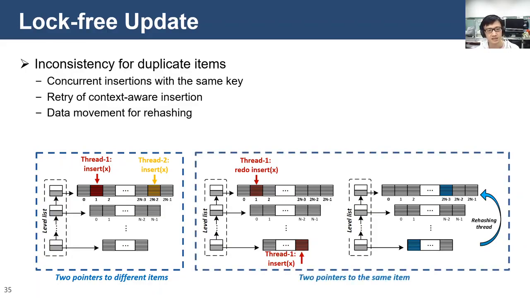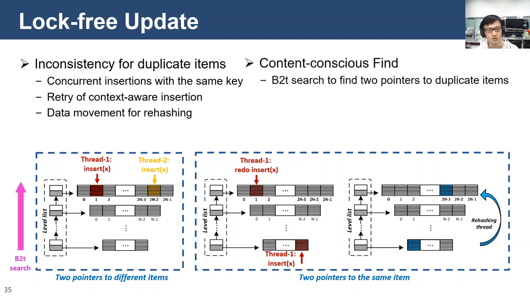The second class is two pointers refer to the same item. Since rehashing threads may delete the pointer in the last level, we keep the pointer which is closer to the first level. If two pointers are in the same level, keeping either pointer is identical. With this observation, we propose content-conscious find to fix duplicate items. Specifically, find the two pointers to duplicate items via bottom-to-top search.